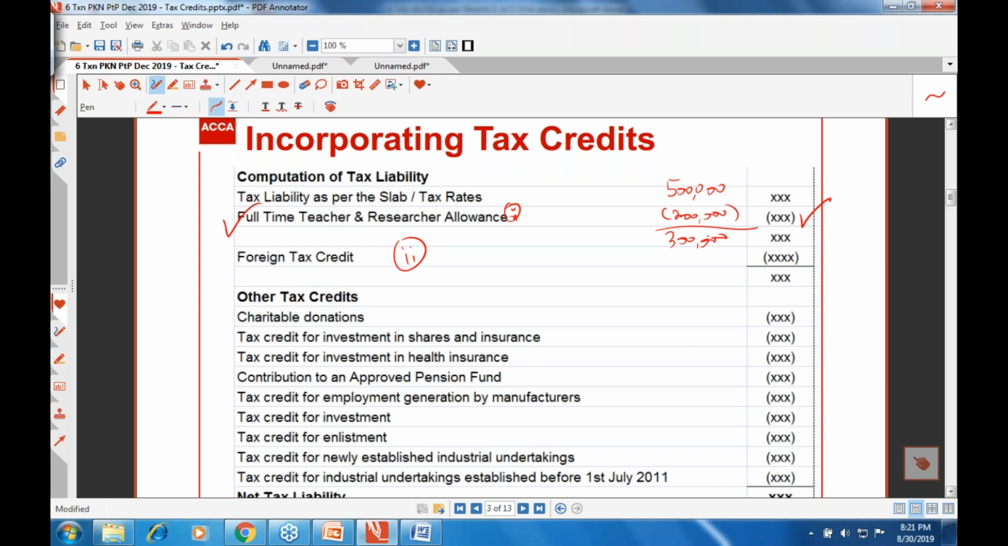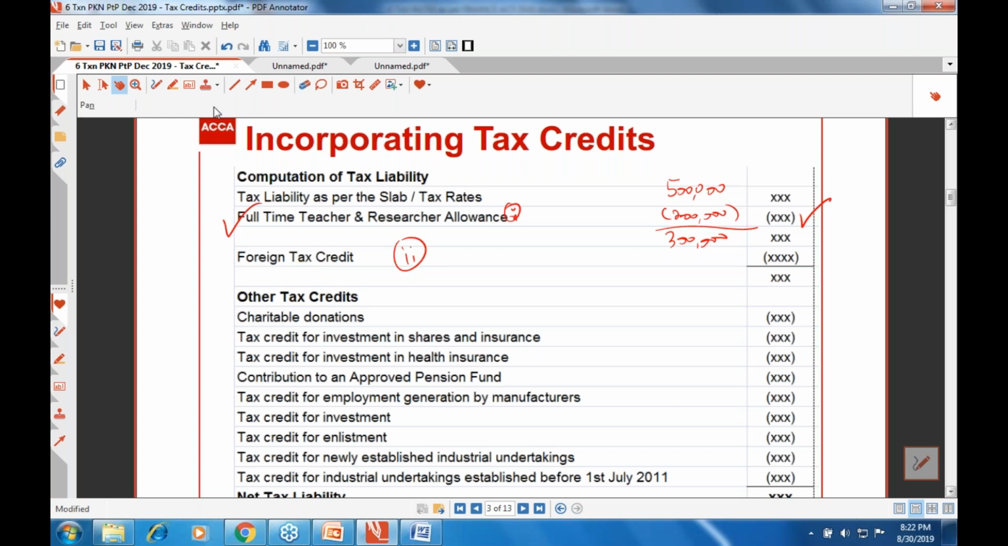The next situation is that we are also given the credit for the foreign tax liability. Now, what exactly do we mean by the foreign tax liability? Let's try to understand the foreign tax liability.